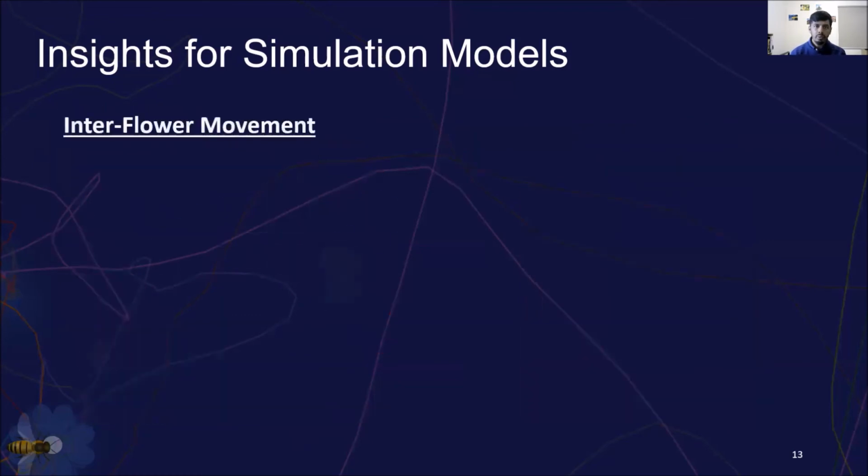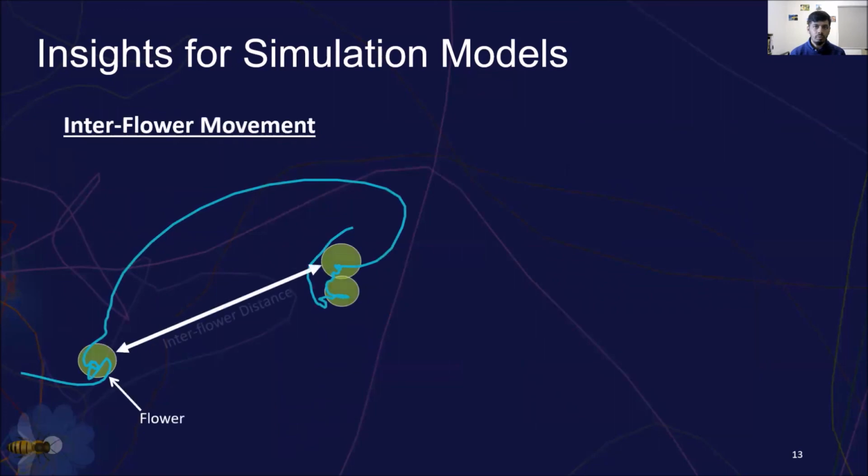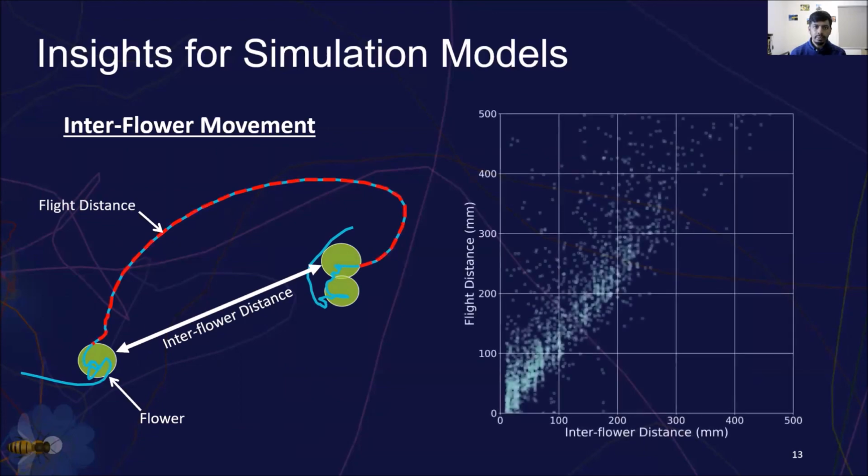And finally, we looked at the interflower movement of honeybees. This figure shows a honeybee track which forages on 3 flowers indicated with circles. Then we compare the interflower distance against the actual flight distance which honeybees take to move between flowers. The flight distance versus the interflower distance for all recorded 3,300 flower visits was plotted here.